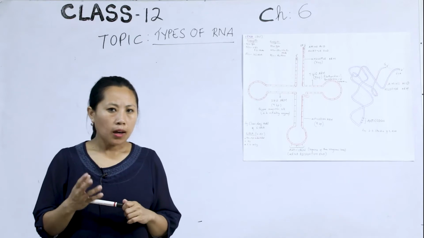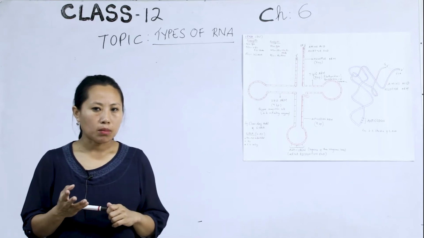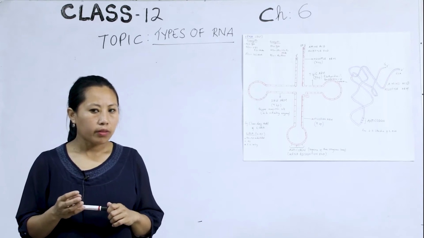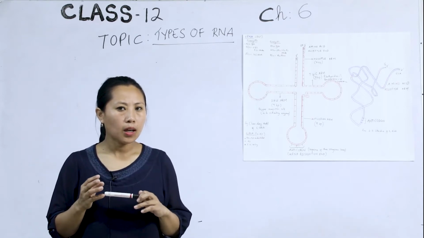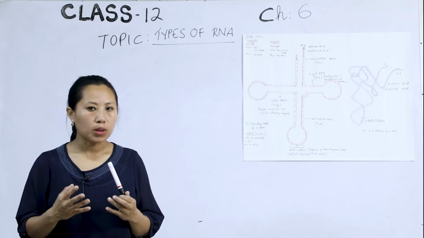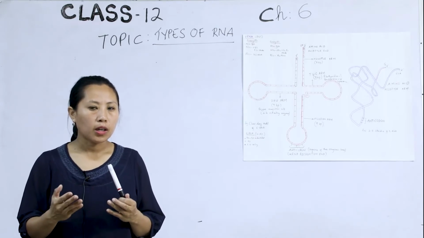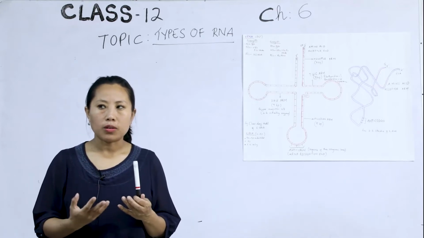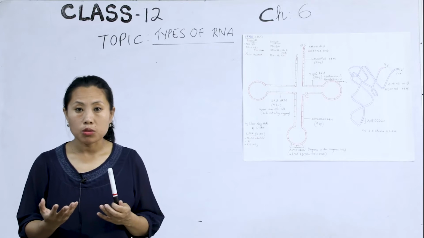Unlike DNA, which is a double helical structure, RNA is single-stranded. However, this single-stranded RNA undergoes intramolecular folding because of intramolecular base pairing. So it exhibits twisting and folding, giving rise to secondary and tertiary structures.